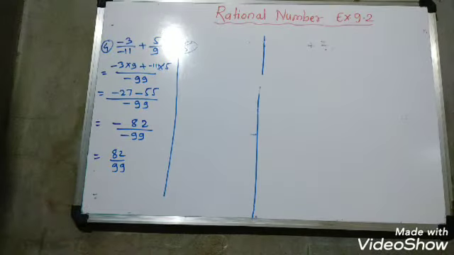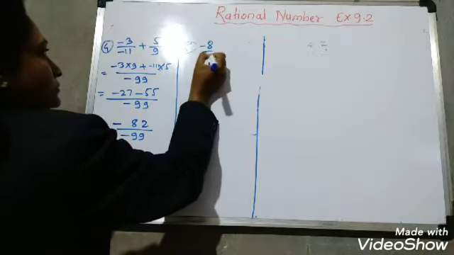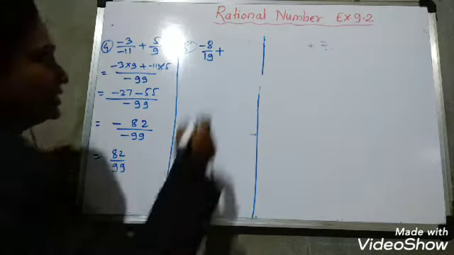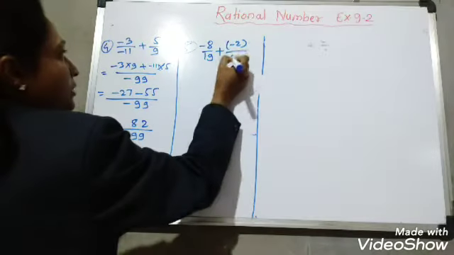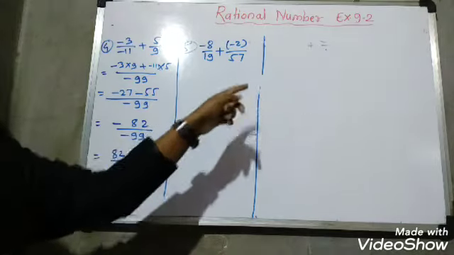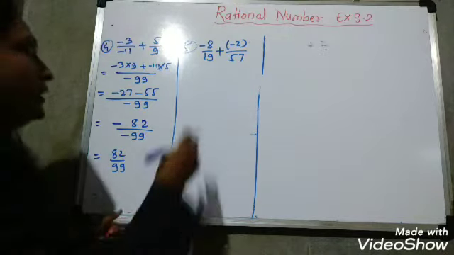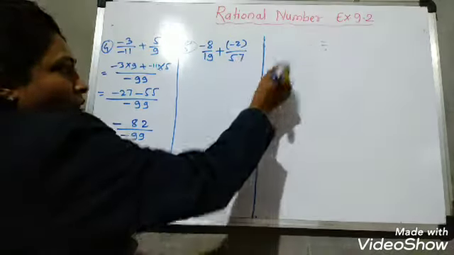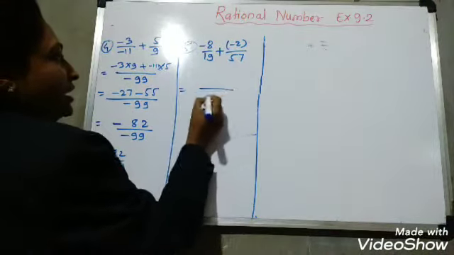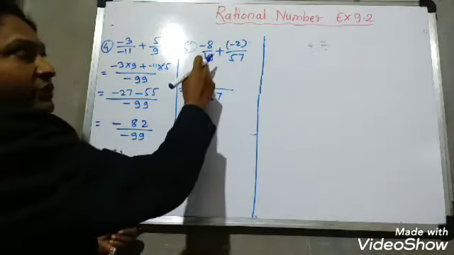The fifth example is minus 8 upon 19 plus minus 2 upon 57. Now see students, here 19 and 57 are big numbers, so we will do it by the LCM method only. Now I am not telling you how to find the LCM, because you know that. Directly I am writing that the LCM of 19 and 57 is 57. So now see, directly we will move.